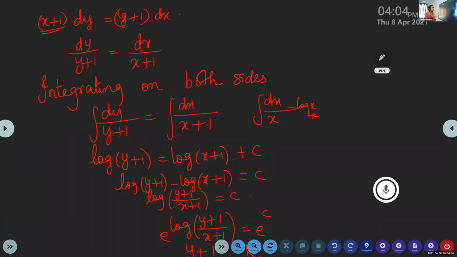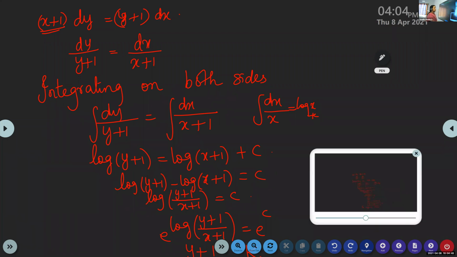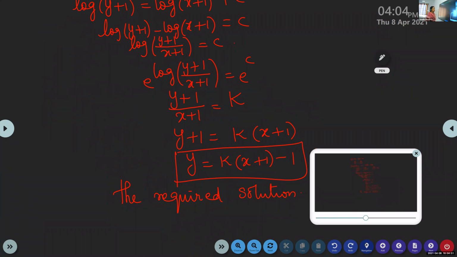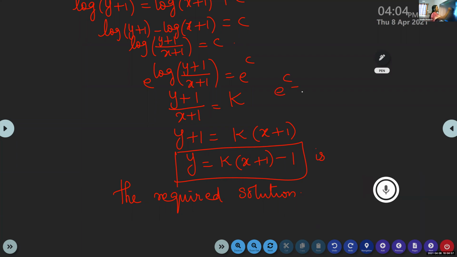Next step, we are taking the exponential to the base e on both the sides. So e raised to log of y plus 1 by x plus 1 is equal to e raised to c. E raised to c means it's another constant, so we can replace it with another constant k for our convenience. We can write e raised to c as k, some constant. The next step, this x plus 1, you cross multiply: k into x plus 1. Plus 1, if you take to the other side, it will become minus 1. So we are getting the solution as y is equal to k into x plus 1 minus 1.